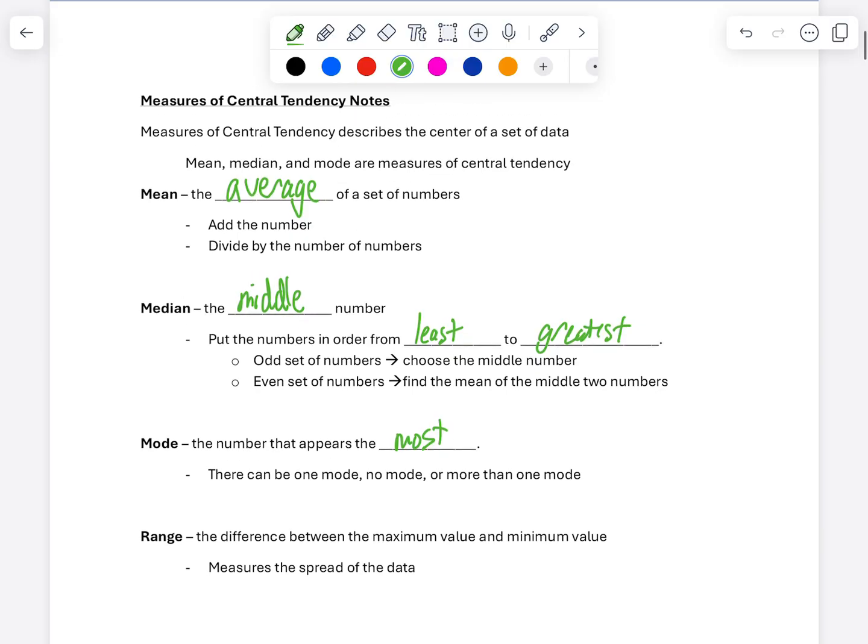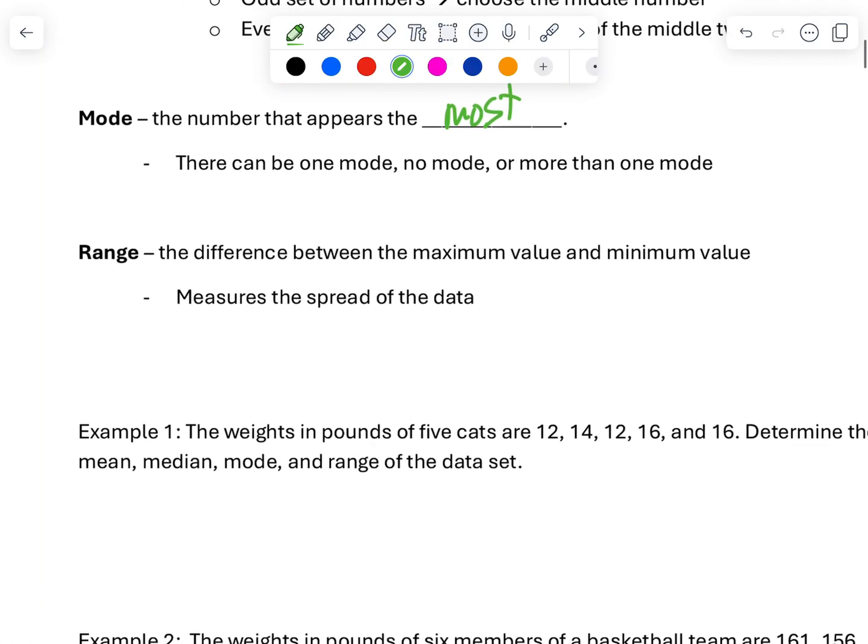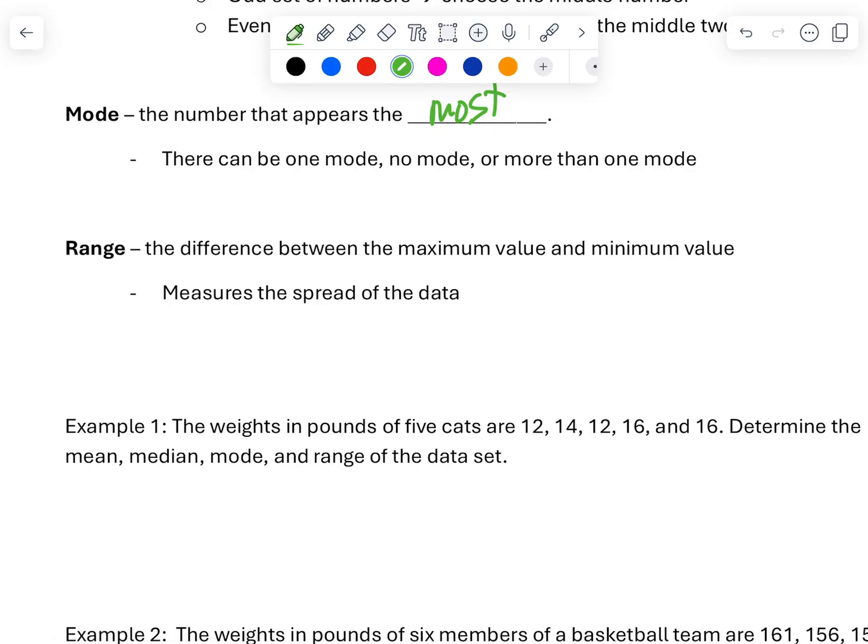Another vocab word that's not a measure of central tendency but still important is called the range. And the range is just the difference between the max and the min value. So difference, remember, is subtraction. So you take your biggest value, you subtract your smallest value, and that gives you what's called the range.